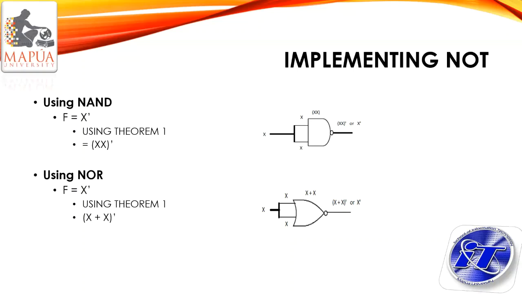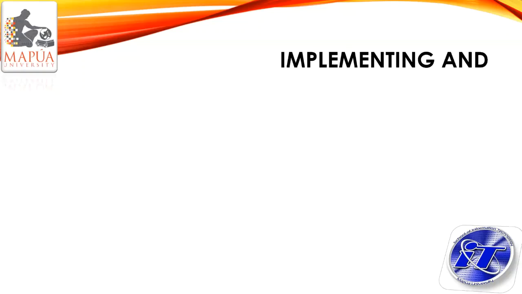Now, how could we implement AND using NAND and NOR? Let's start with using NAND. We all know the difference between NAND and AND. NAND is the complement version of AND.